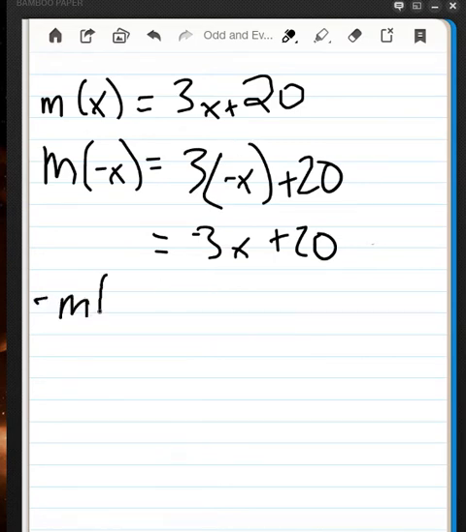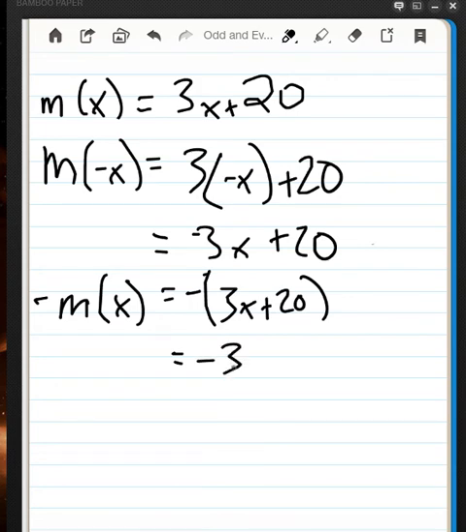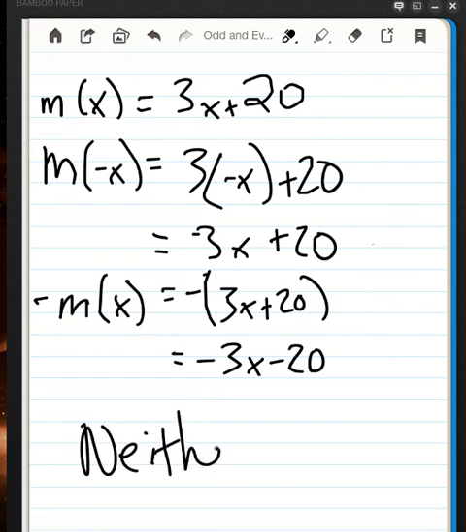If we were to take the opposite of m of x, this would be the opposite of 3x plus 20, and when we distribute the negative, we'd get negative 3x minus 20, which is not what we got by negating x. So by negating x, we got neither m of x, nor the opposite of m of x, which means that this is neither even nor odd. Hopefully you have a good idea now of how to test to see if your functions are either even or odd or neither.